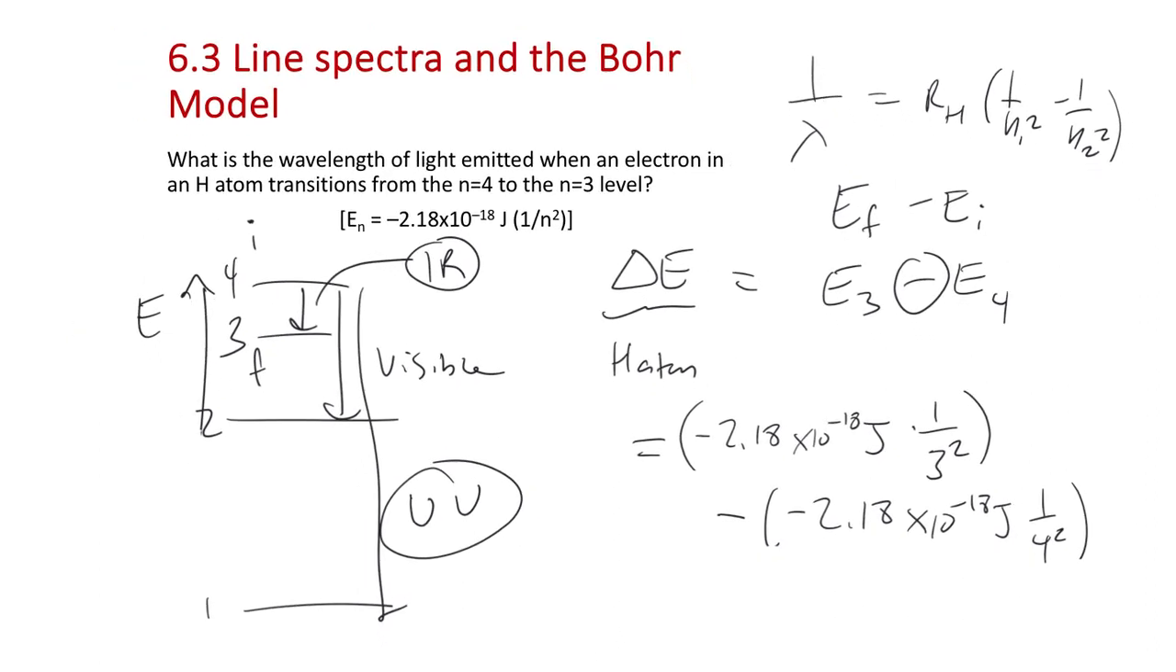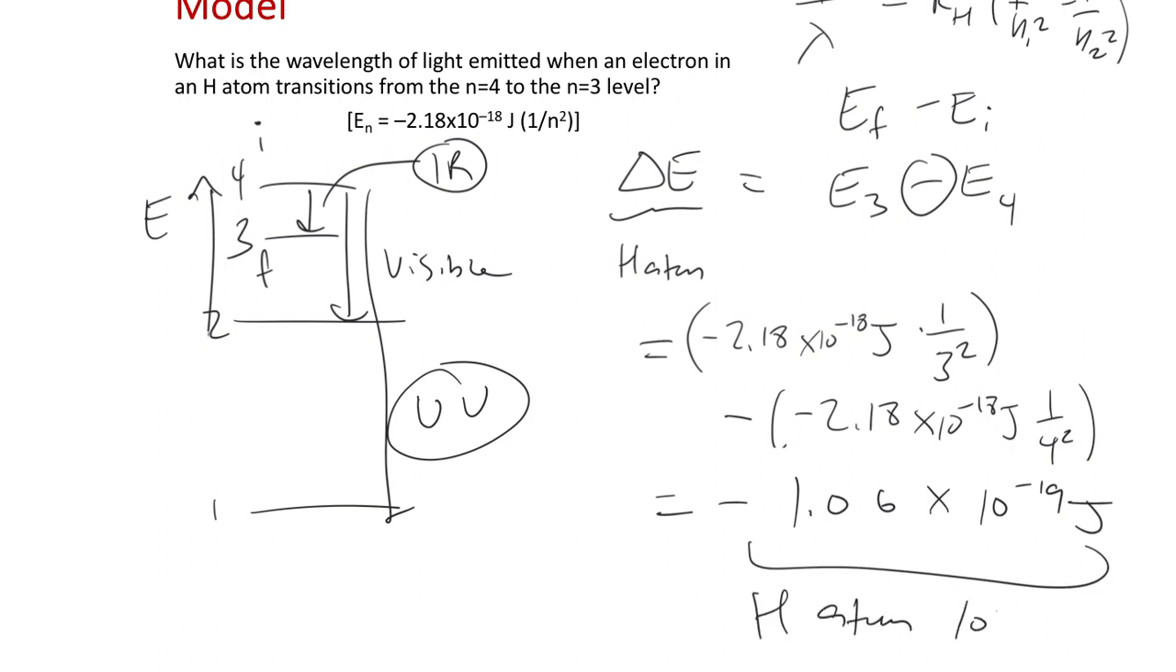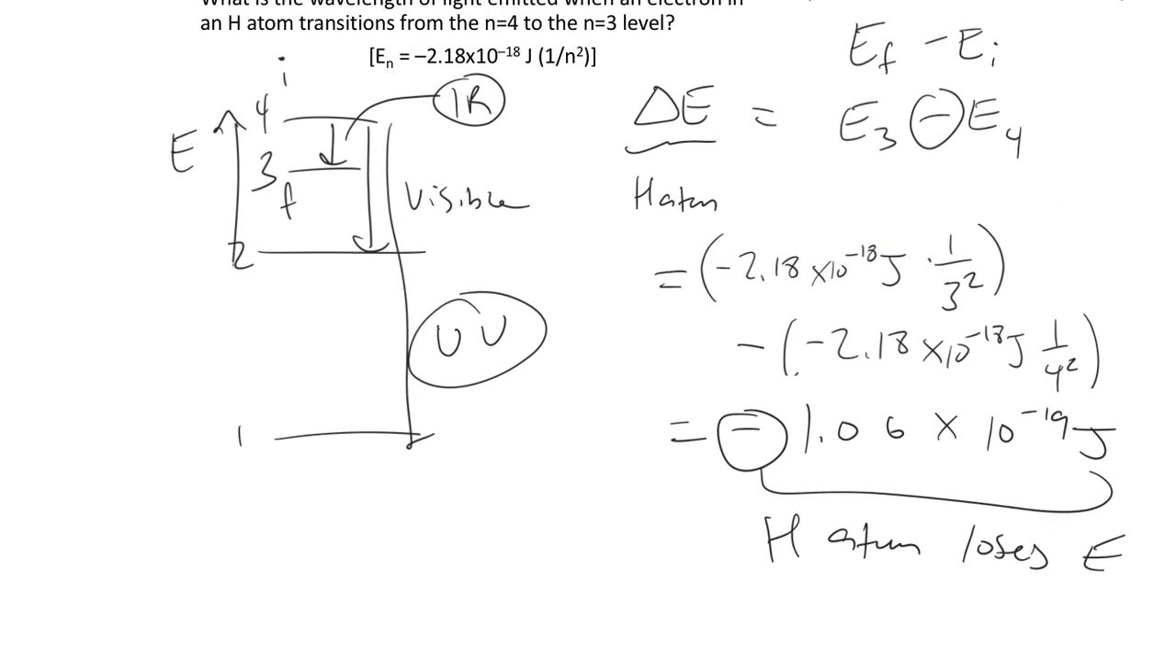And so this gives me a negative energy, meaning the atom's losing energy. I like for us just to be able to understand that the atom should lose energy. It went from a higher state to a lower state. So the atom lost energy. Where does the energy go? The photon obtains the energy lost by the atom.